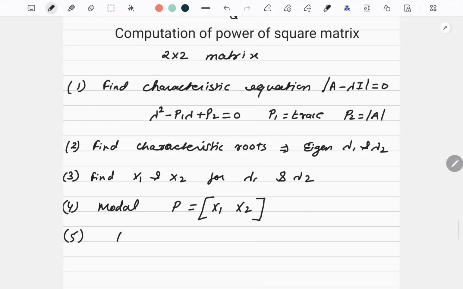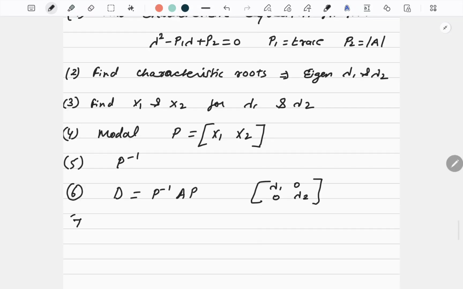Step 5, we will find P inverse. Step 6, we will find D is equal to P inverse AP. The moment you do P inverse AP, you will get a diagonal matrix. If you get a diagonal matrix, it means the matrix is diagonalizable. Remember the diagonal matrix will always have the structure lambda 1, 0, 0, lambda 2. The places of lambda 1 and lambda 2 can be exchanged if you exchanged them while calculating, so there is nothing wrong in that. That's perfectly okay.